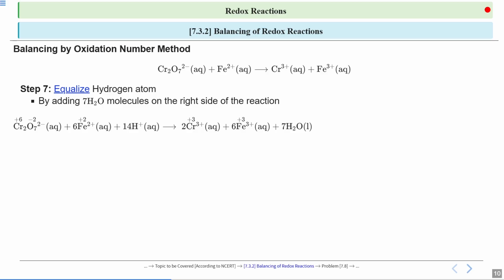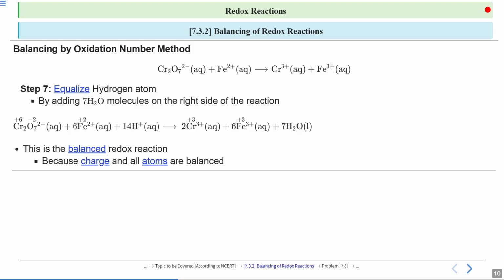So now if you verify each and every atom and count the atoms participating in the reaction and the product, you will find that the number of chromium is 2, the number of oxygen is 7, while the number of iron atoms is 6 in both the reactant and product. One more thing, the number of hydrogen atoms participating in the reaction is 14 on both the right hand side and left hand side of the reaction. As now each and every atom is equal in the reactant and product, we can consider this equation as the balanced redox reaction.